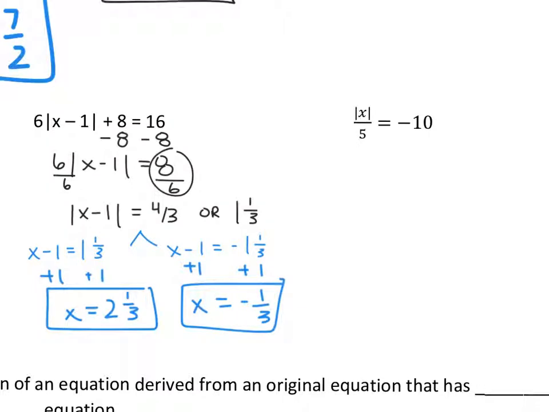Okay, and the last one, I'm dividing, so I'm going to multiply. So I have the absolute value of x equals negative 50. And you can't have the absolute value equal a negative number. So this is going to be no solution.